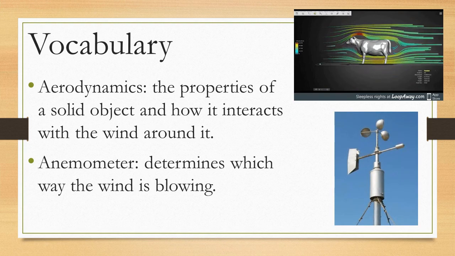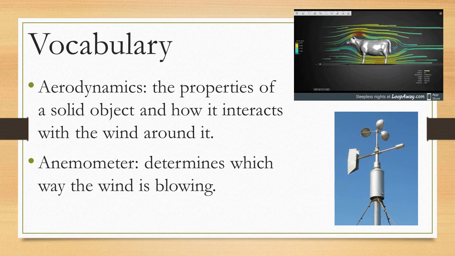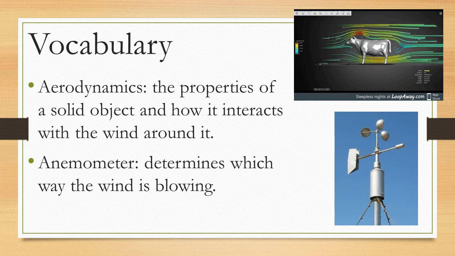Next, an anemometer determines which way the wind is blowing. So you might see an anemometer on a wind turbine or other things for that matter. Usually those little cup-like features that spin.